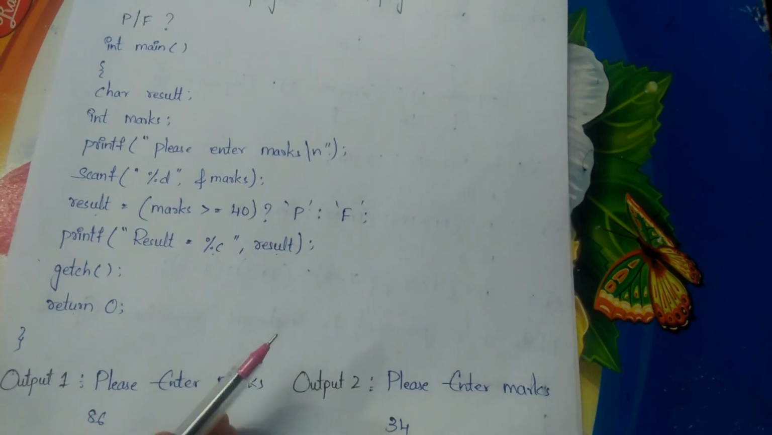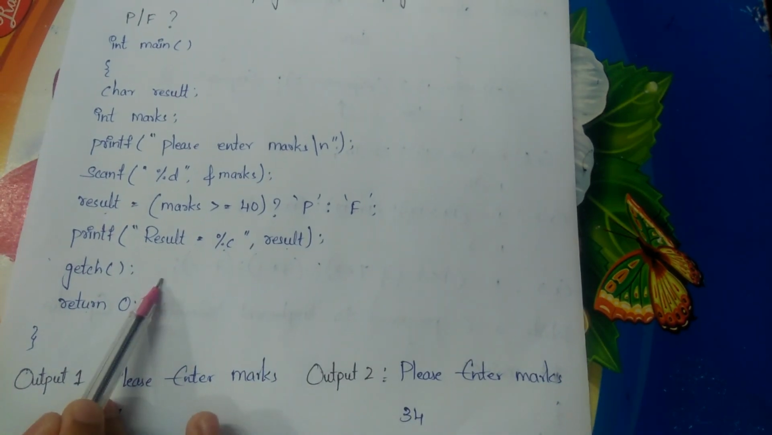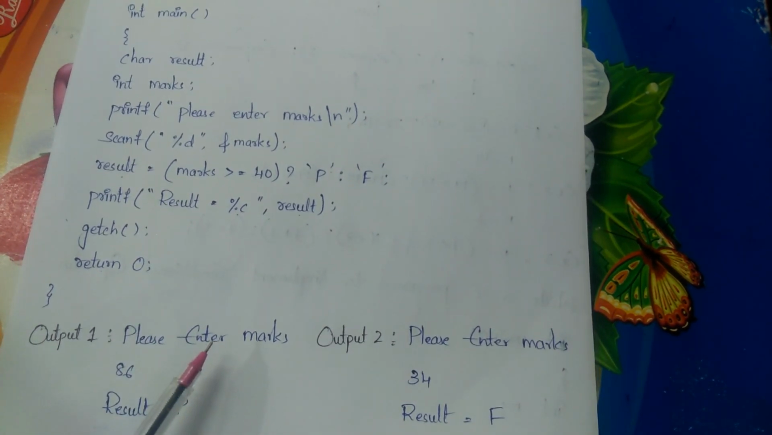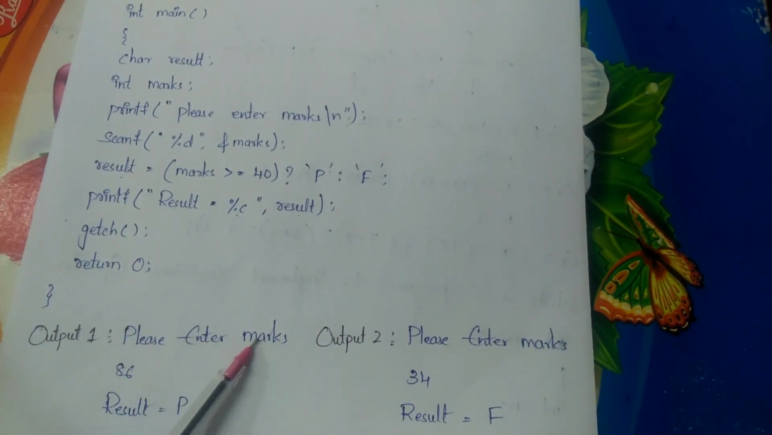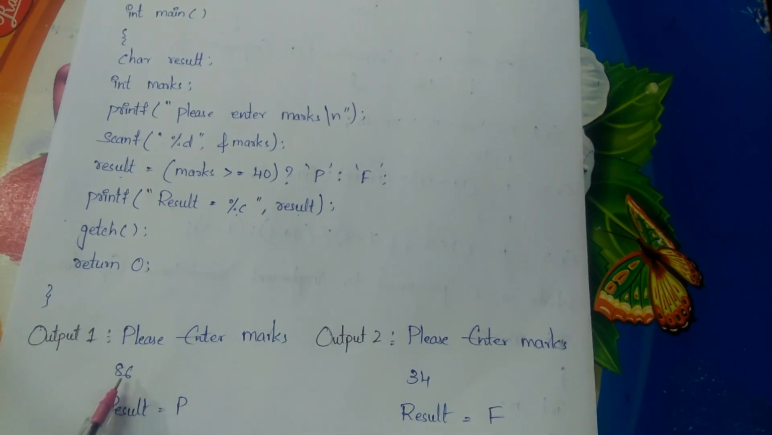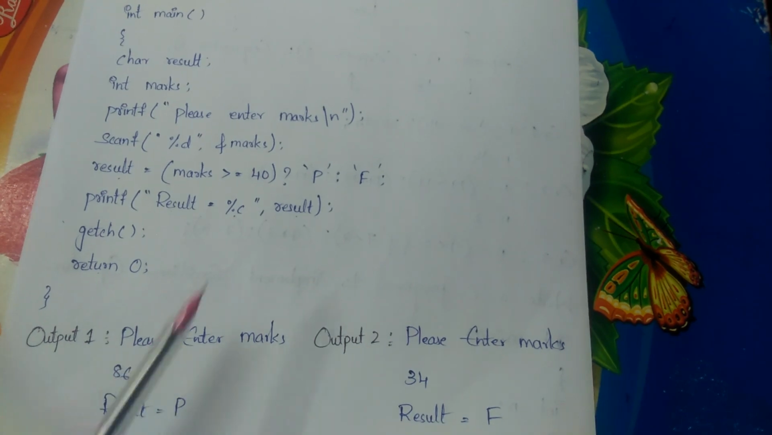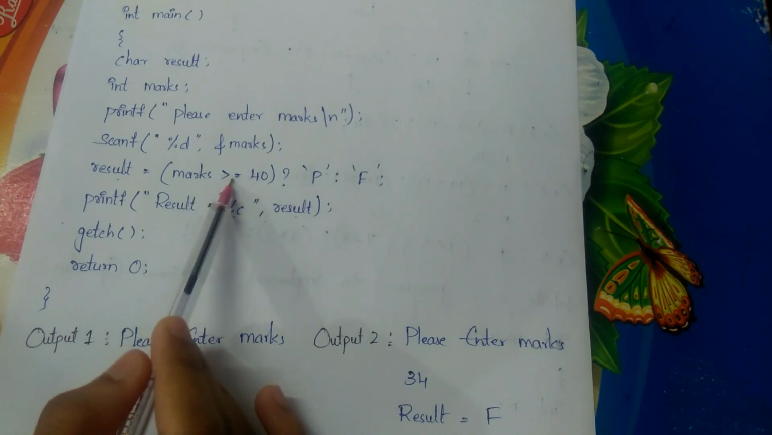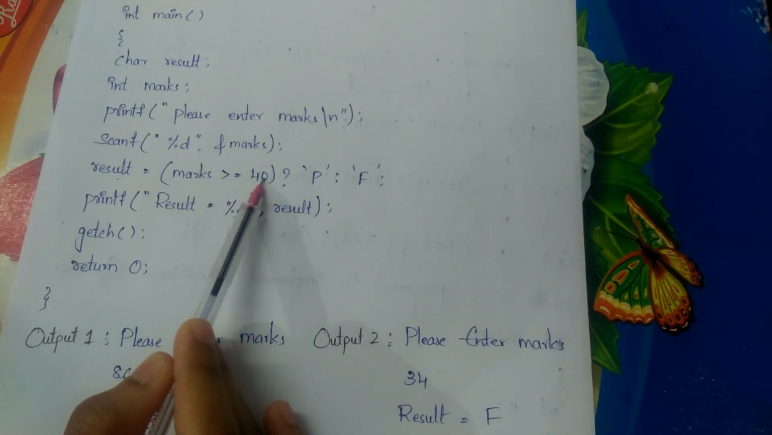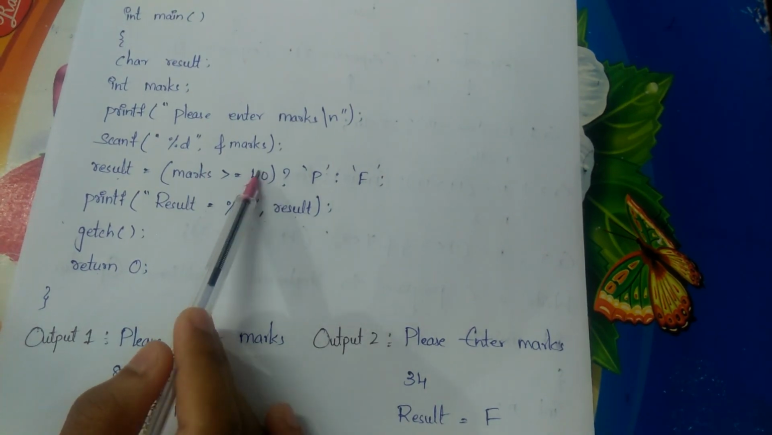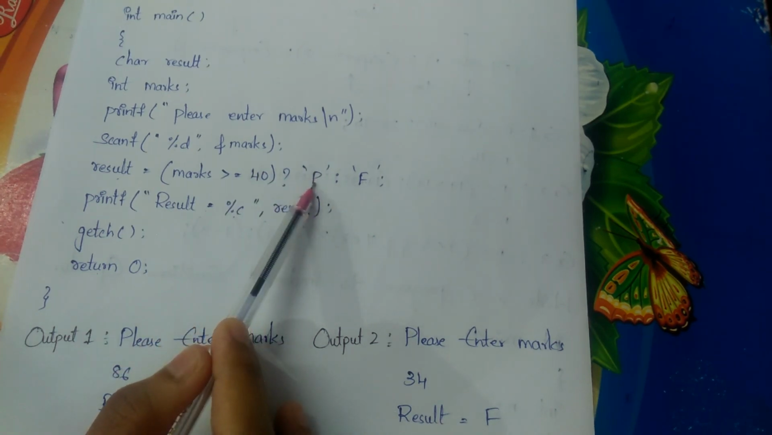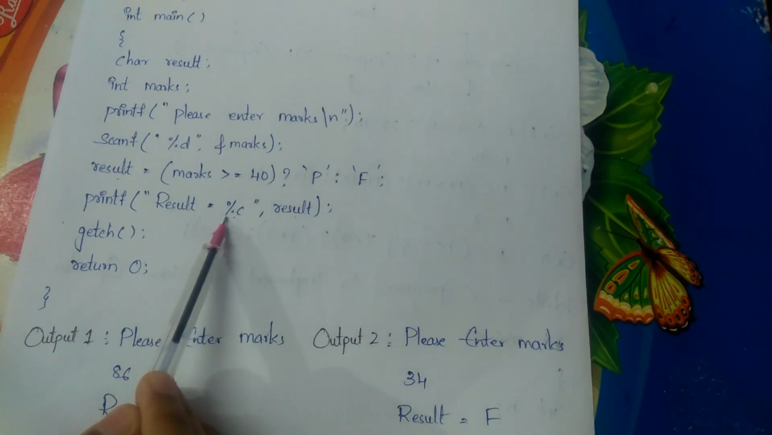After this, when we execute this program, in the output the first statement will be "please enter marks". For example, from the console I want to enter the marks as 86. So this statement will be evaluated: is 86 greater than or equal to 40? Yes, 86 is greater than 40. So then the first expression will be evaluated, that is P.